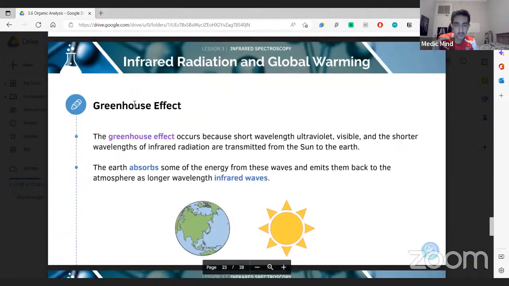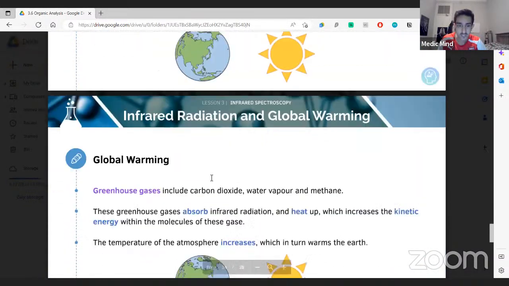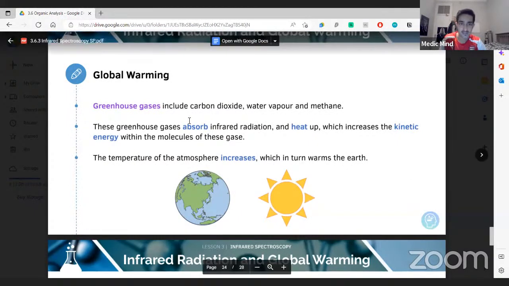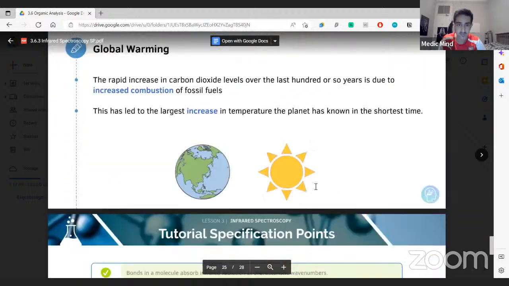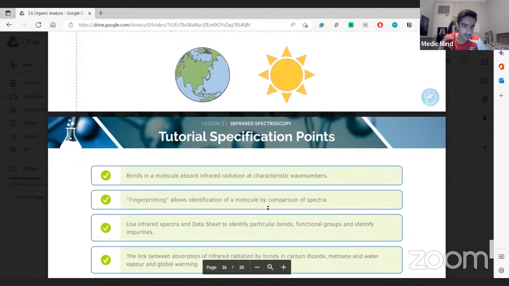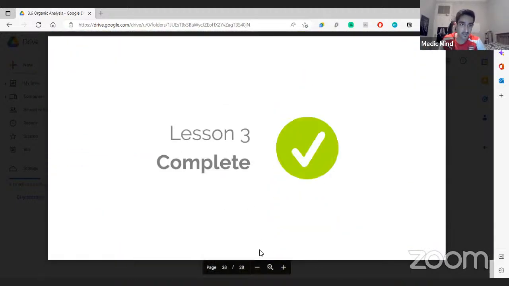And obviously, people, you should know that with infrared spectroscopy, there is short wavelength ultraviolet, and the infrared waves get absorbed by the Earth, and some of it gets re-emitted, which can be absorbed by greenhouse gases. If it's absorbed by greenhouse gases, this can increase the temperature of the atmosphere, which in turn warms the Earth. That's the idea of it. Hence, the more greenhouse gases, the more the temperature of the environment is going to increase.